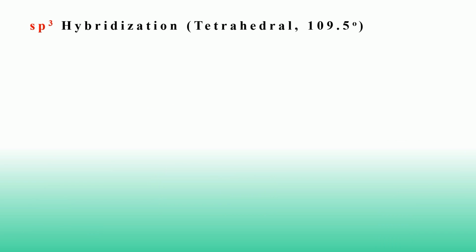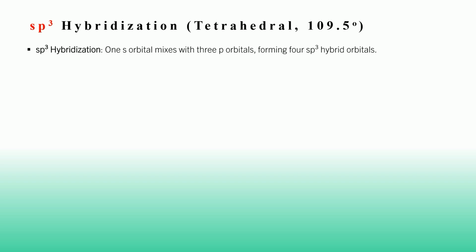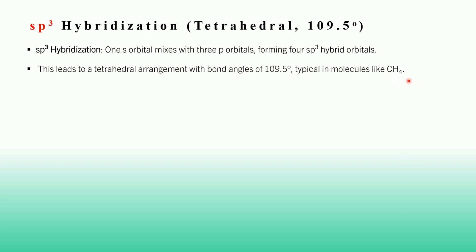Let's talk about sp3 hybridization. This is for tetrahedral, 109.5 degrees. In sp3 hybridization, you can see one s orbital and 3 p orbitals need to mix. For example, CH4, methane.